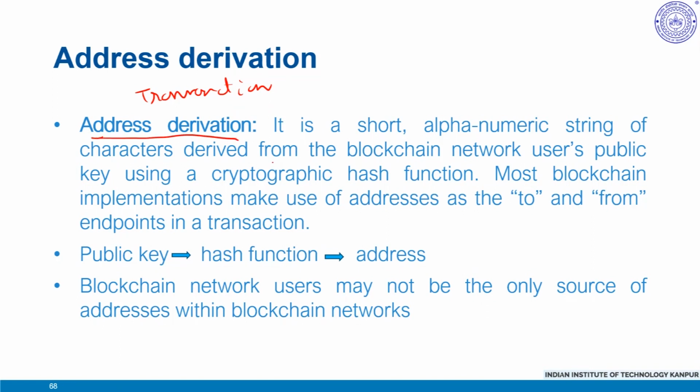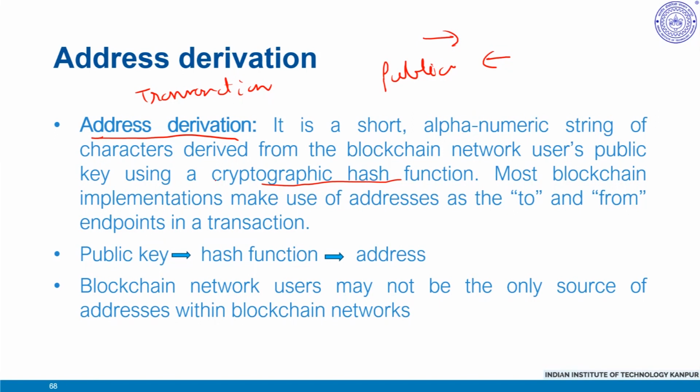Some blockchain networks make use of an address, which is a short alphanumeric string of characters derived from the blockchain network user's public key, using a cryptographic hash function along with some additional data, maybe a version number, checksums, and some identifiers. Most blockchain implementations make use of addresses as the to and from endpoints in a transaction. And these addresses are usually shorter than the public keys and are not secret.